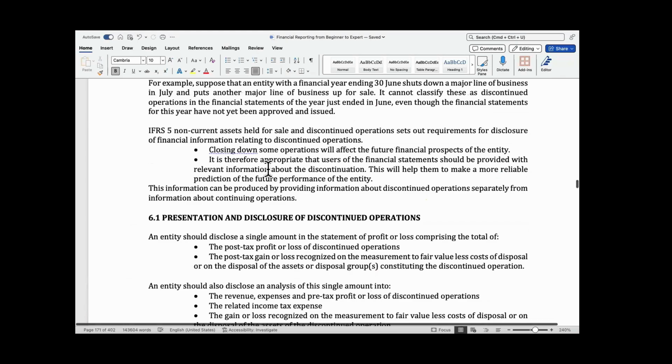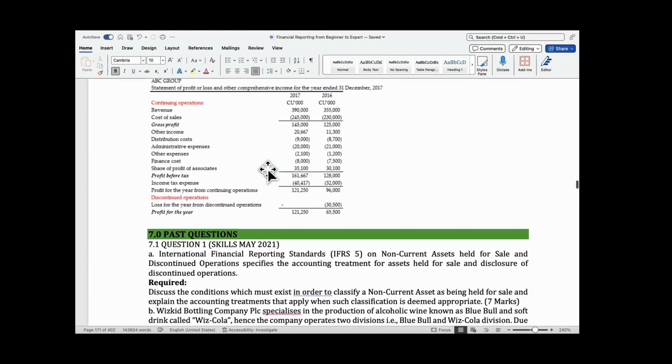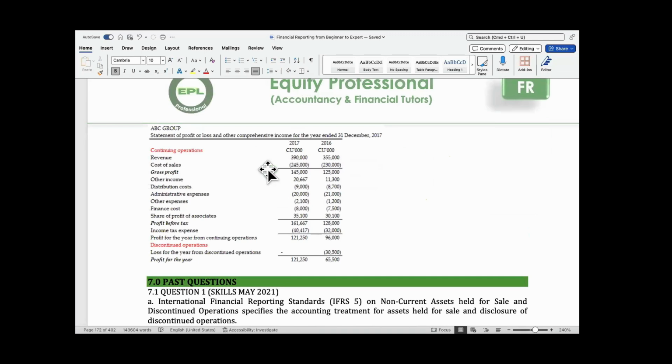This is how it impacts your books. The major thing here is this. Let me show you this. When you have discontinued operations, it is expected that when you're presenting your statement of profit or loss, you need to separate continuing operations from discontinued operations, which means that you have to segment your P&L statement showing your performance from continuing operations and your performance from discontinued operations.